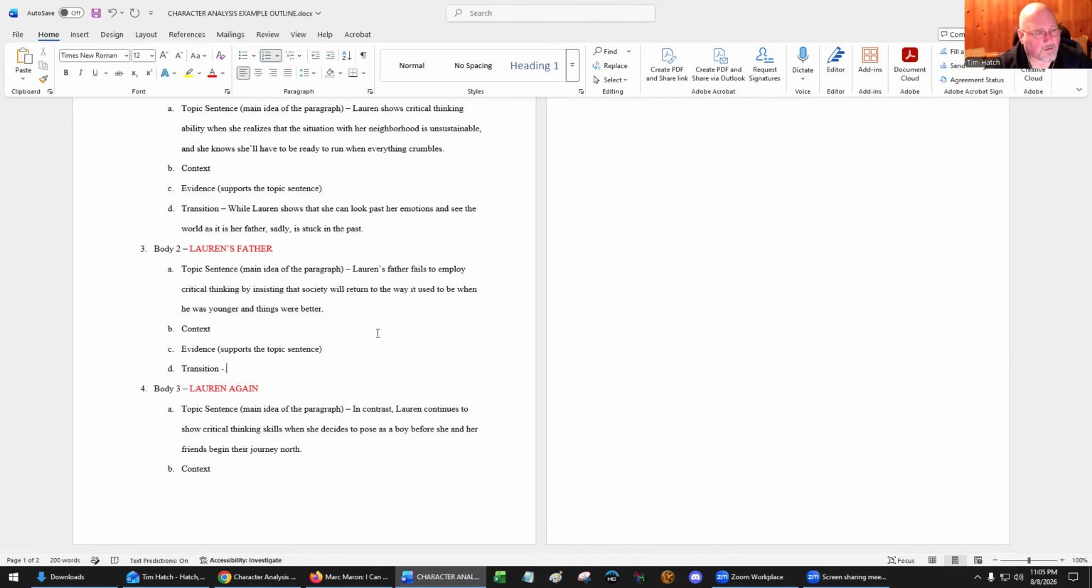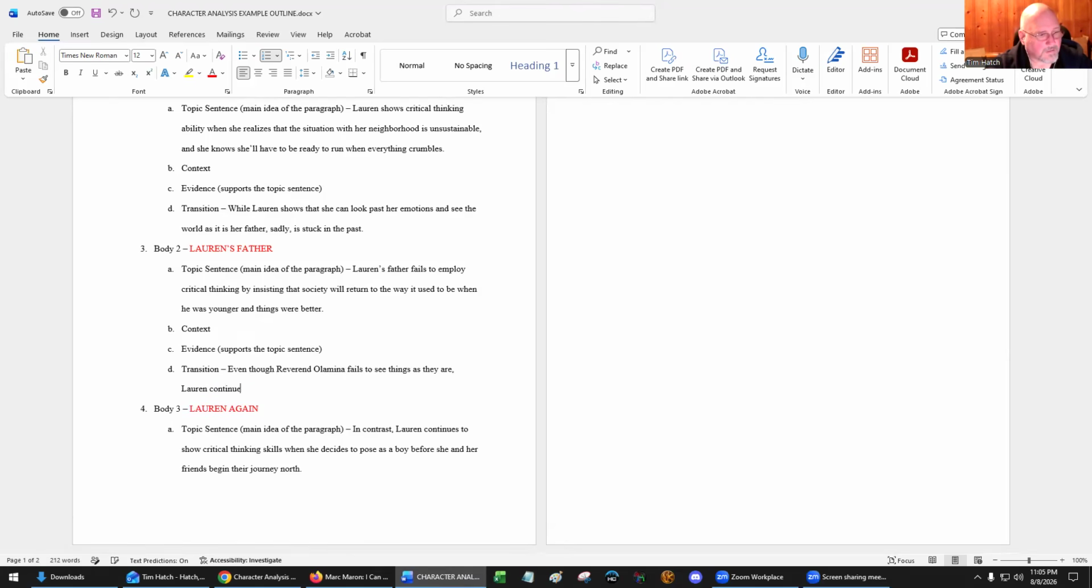So, even though Reverend Olamina fails to see things as they are, Lauren continues to think critically about every situation she's in. I'm going to read that transition with the topic sentence for this last body paragraph.